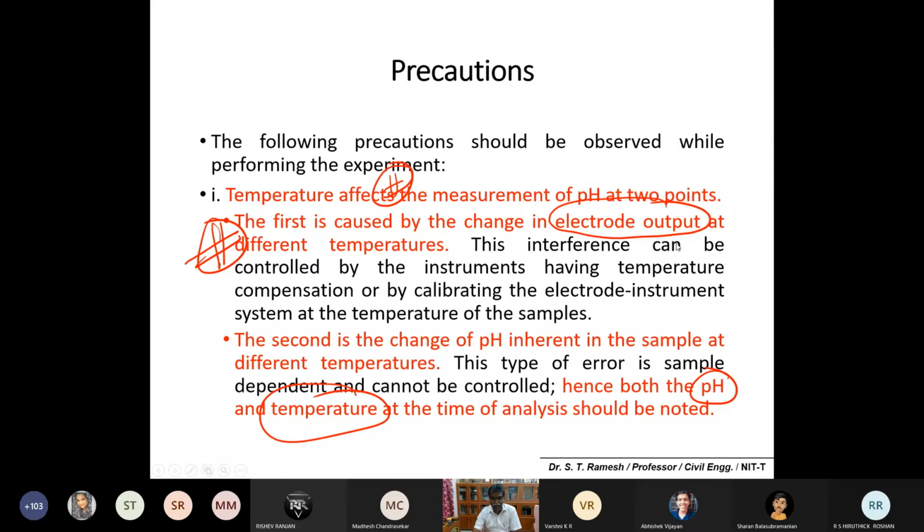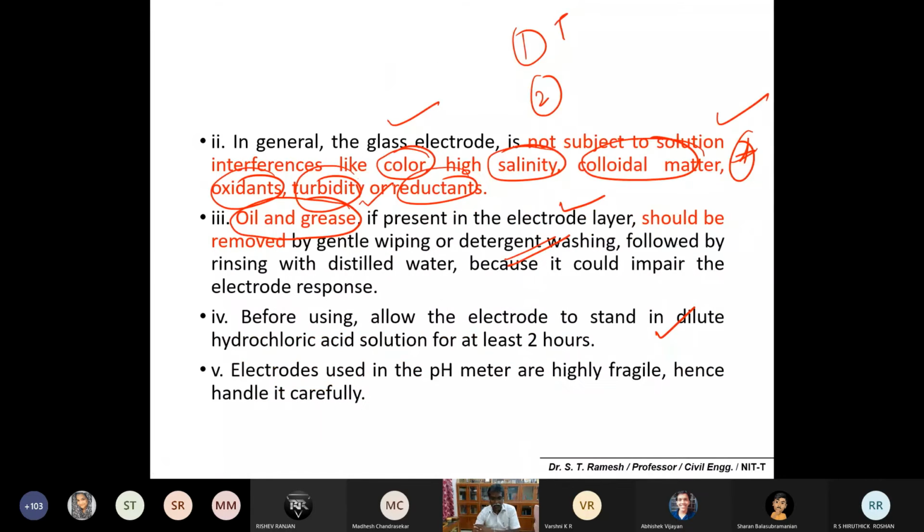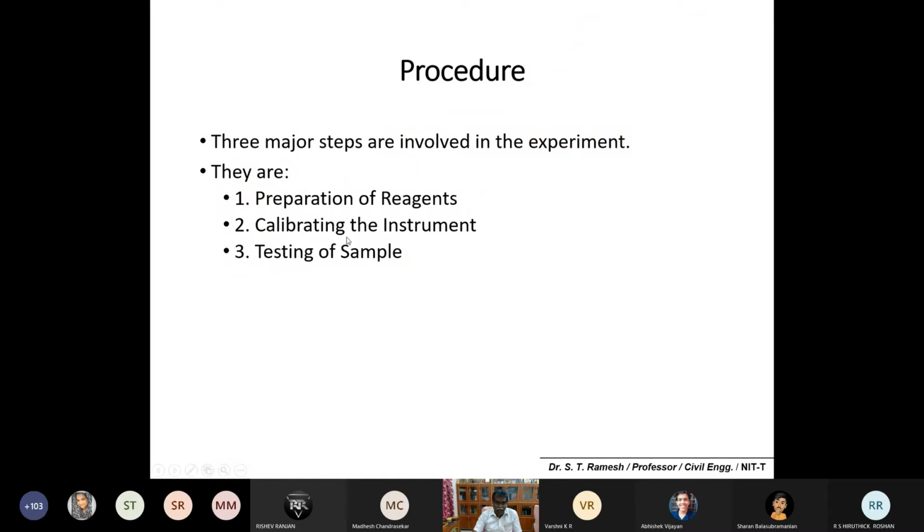Number one, temperature. Number two, the water should not contain any amount of other agents like color, salinity, colloidal matter, oxidants, turbidity and reductants. It should also not have any amount of oil as well as grease. So this is the procedure. Three different procedures. Number one is preparation of reagent, number two is calibration of your instrument, and the third one is about your testing. Please make a note on this.